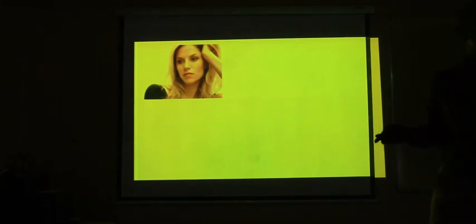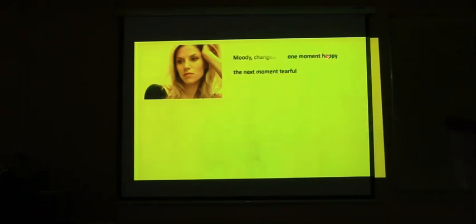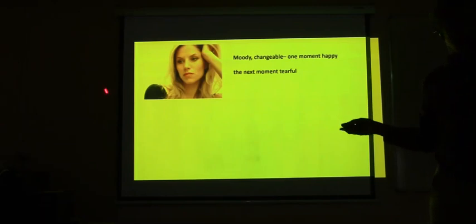And this image, from what you see, Graphites again is very moody. Very moody. Fine? When they are laughing, when they are crying, you can't make out. So moody, changeable. One moment happy and the next moment tearful. She'll be happy and the next minute you just see she might be crying. You get girls like this. They are all around. You need to observe.